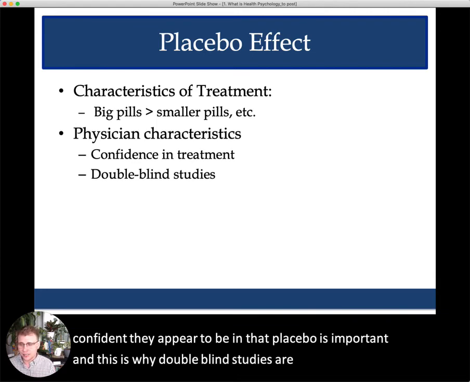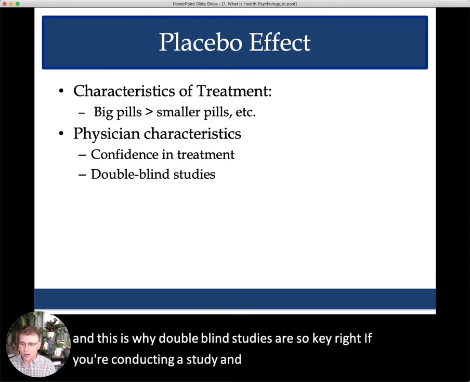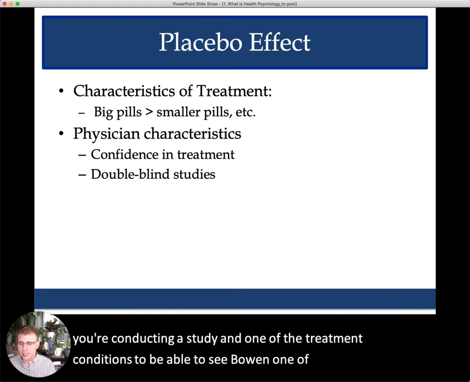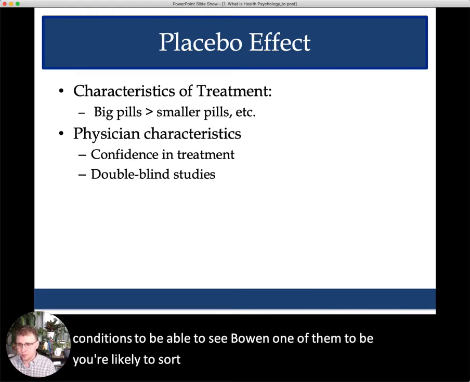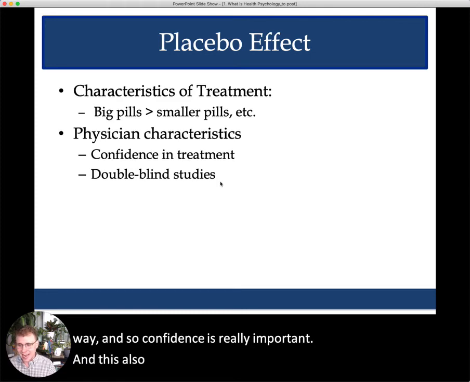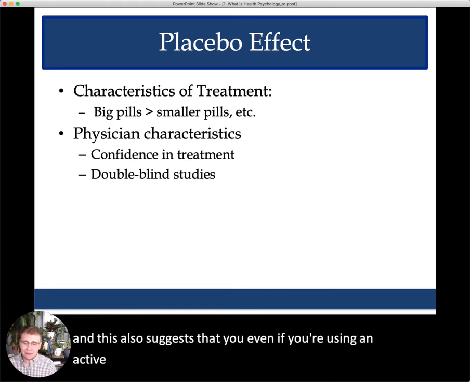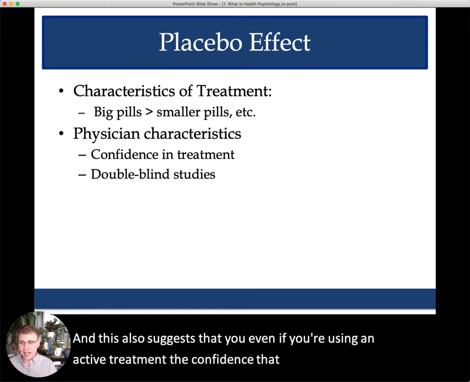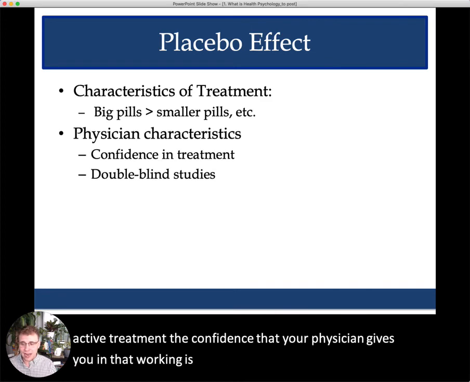If you're conducting a study and you know one of the treatment conditions to be a placebo and one of them to be real, you're likely to show that to your patient in some way, and so confidence is really important. And this also suggests that, even if you're using an active treatment, the confidence that your physician gives you in that working is likely to impact how effective that treatment is for you.